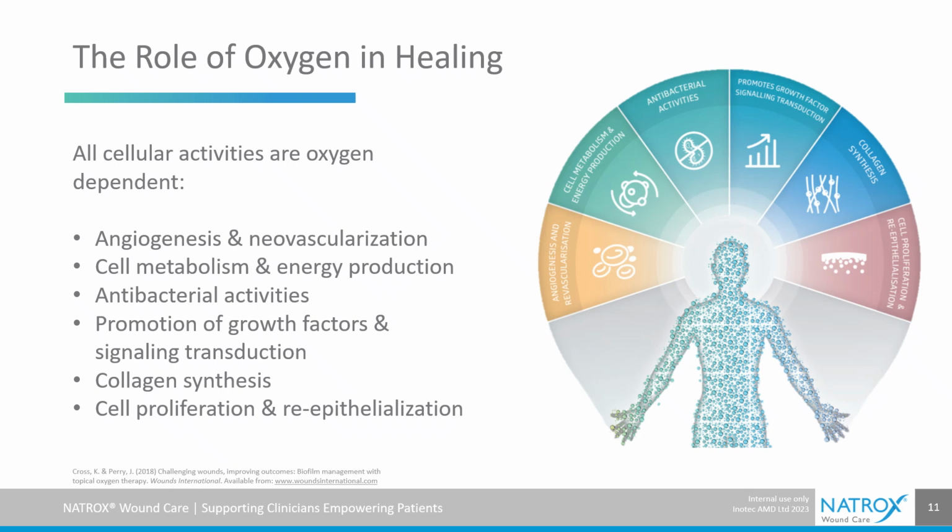Oxygen is needed to promote growth factors for signal transduction to call those cells into the wounded tissue to start repair and regeneration. Oxygen is needed for collagen synthesis so that we have a good triple helix of collagen formed to provide reduction in the wound size and contracture of the wound. And then oxygen is needed for cellular proliferation and eventually reepithelialization and wound healing.